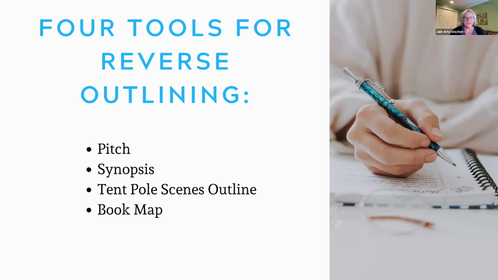The tentpole scenes outline is probably the easiest to complete. So if you've never done anything like this before, that'll be a good place to start. It's a 7 to 9 bullet point outline, a very, very high level that's just focusing in on the key turning point scenes. And if you are an experienced outliner and really, really love digging in or know that you have a tricky revision, the book map is like the Cadillac of outlines. So we will talk about all of those today.